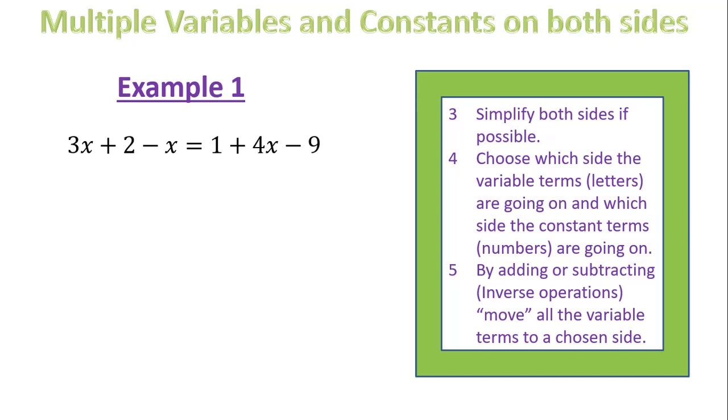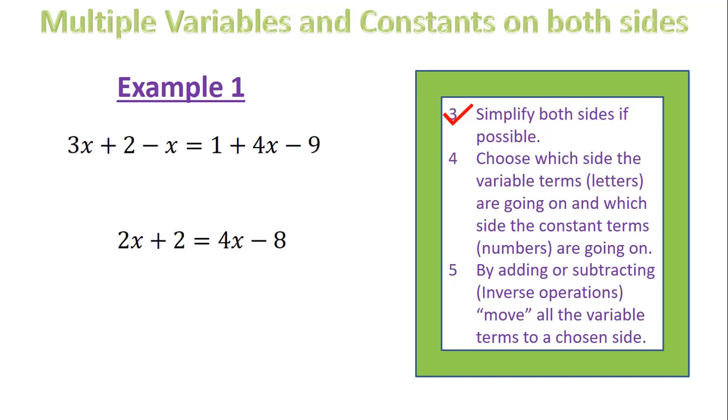So let's look on our left hand side. If we're grouping like terms, we have a 3x and a minus x. So let's use those and put them together. So 3x minus x gives us 2x, and then we've got a plus 2, and that doesn't have anything else with it, equals. Alright, in our right hand side we've got a 1 and a negative 9 are our like terms, and there's just a 4x by itself. So we have 4x, and then 1 minus 9 is minus 8. And so now we have simplified both sides.